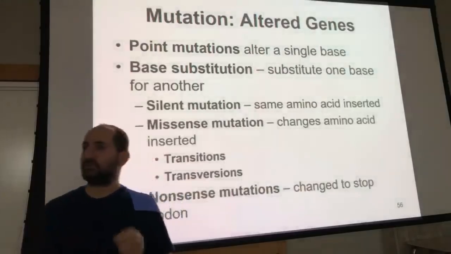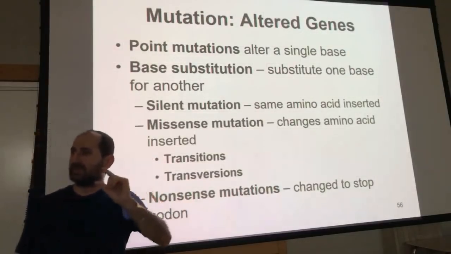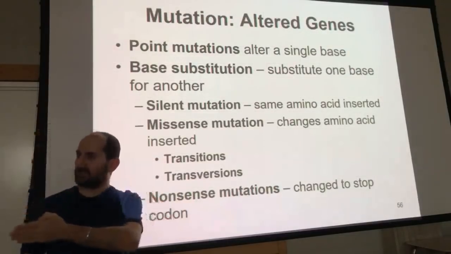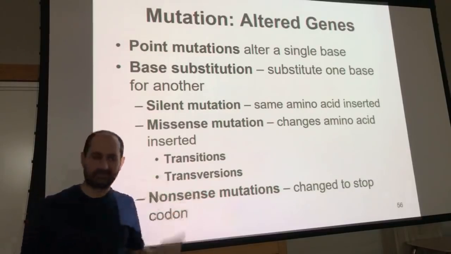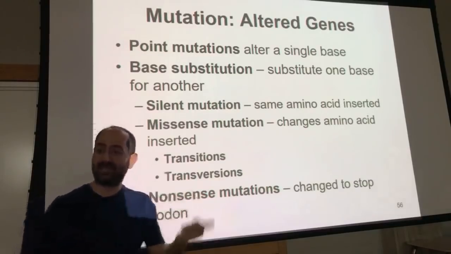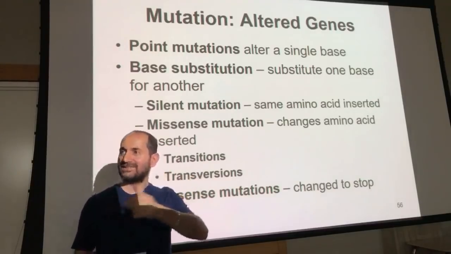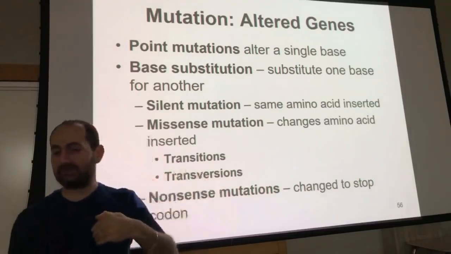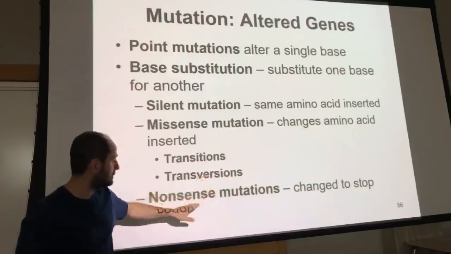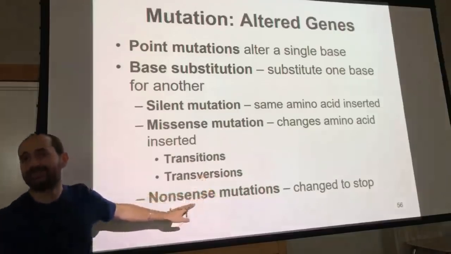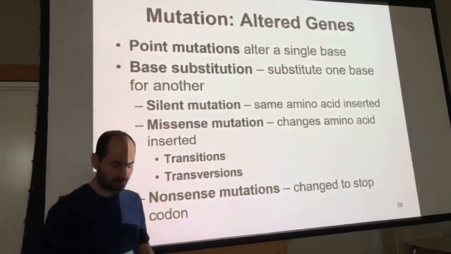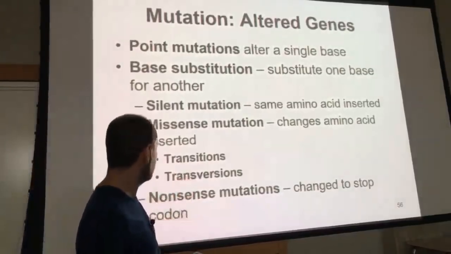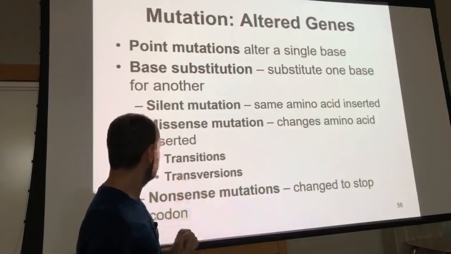And then this is all that's left. Types of mutations. What kind of mutation changes the DNA but not the amino acid, not the protein? Silent. What kind changes the DNA and the amino acid? Missense. And what kind introduces a premature stop codon? Nonsense, right? You don't need to know transversions and transitions.